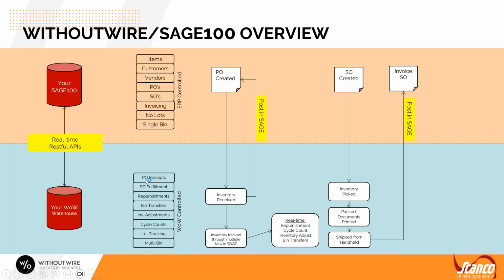But we would do PO receipts, sales order fulfillment, replenishment, bin transfers, adjustments, cycle counts, and multi-bin and lot tracking. So the PO is created in Sage 100. Through integration, it flows to our system, and it can change today, and you can make more changes tomorrow.